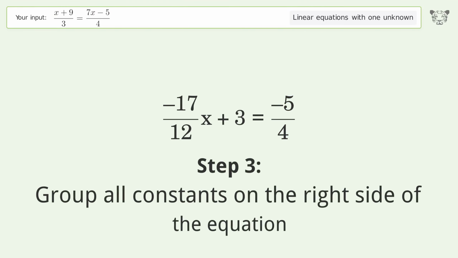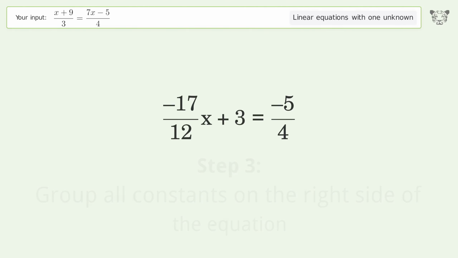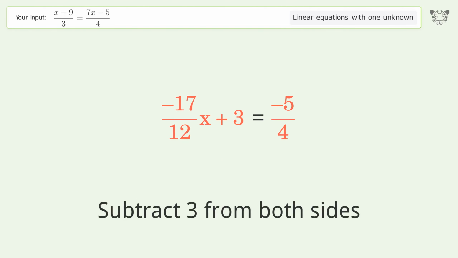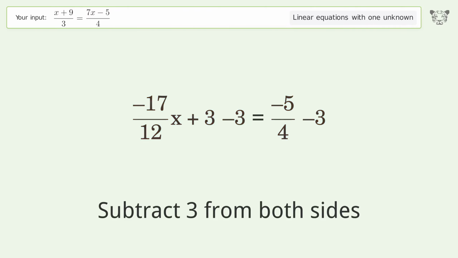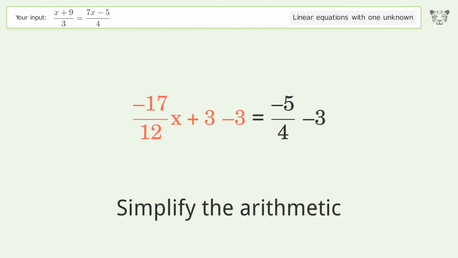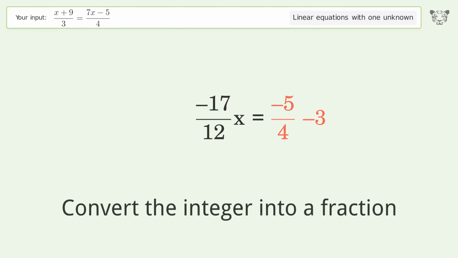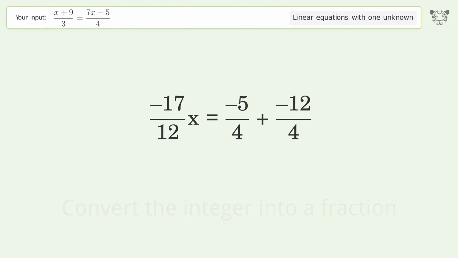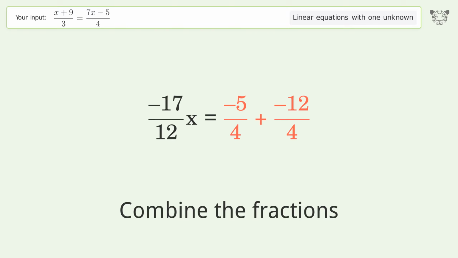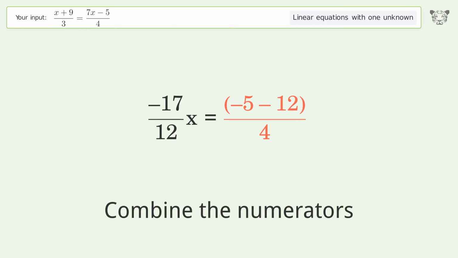Group all constants on the right side of the equation. Subtract 3 from both sides. Simplify the arithmetic. Convert the integer into a fraction. Combine the fractions. Combine the numerators.